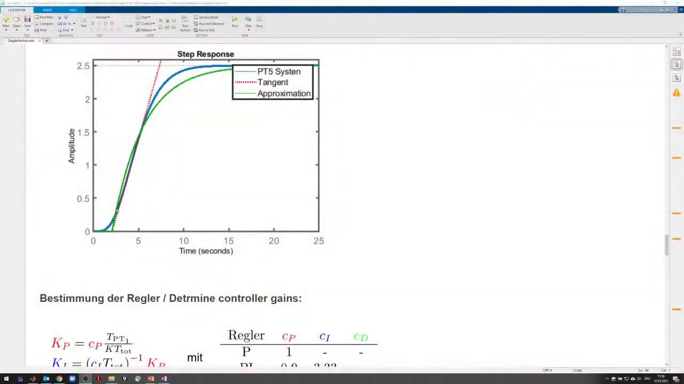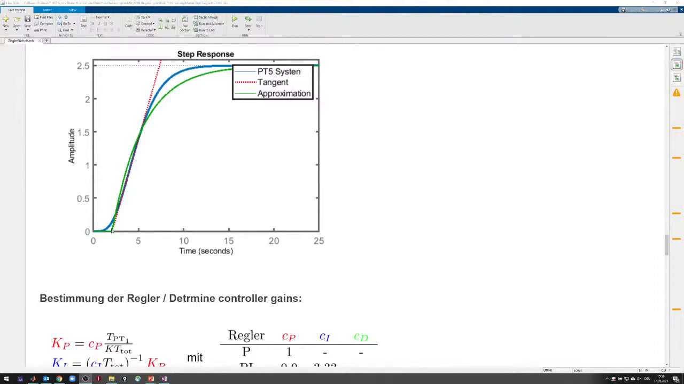In reality, you only calculate those three parameters: the time delay, the time constant, and the gain. But what the method actually does is make an approximation of your system with a PD1 plus a time delay. And this is how it looks. The blue one is your real system, and the green one is the approximation. Nothing happens in this pure time delay, and then you simply have a PD1 system behavior.